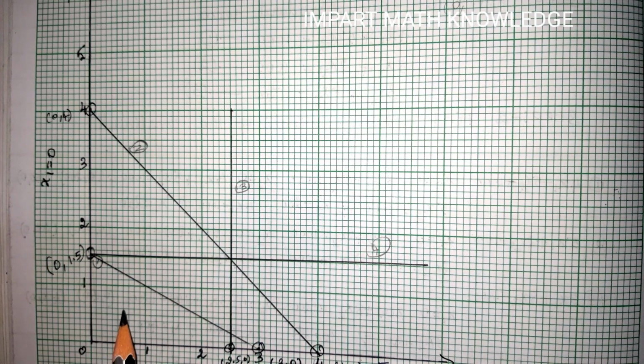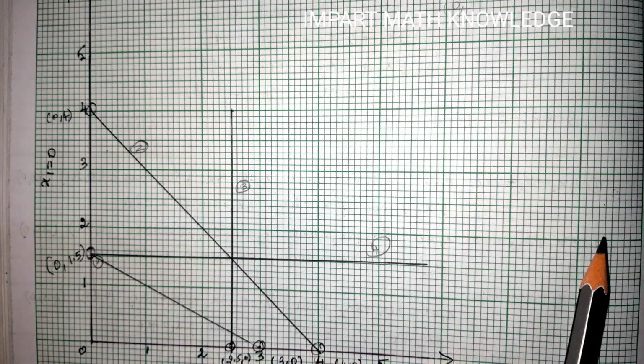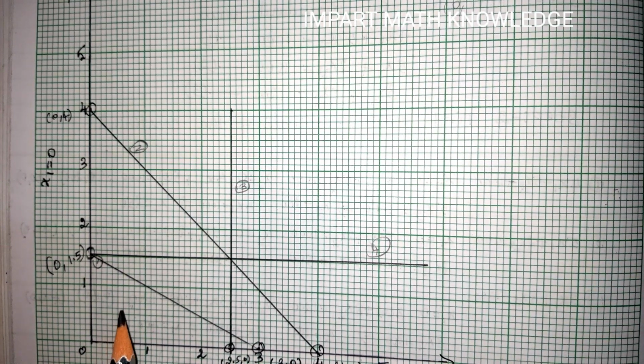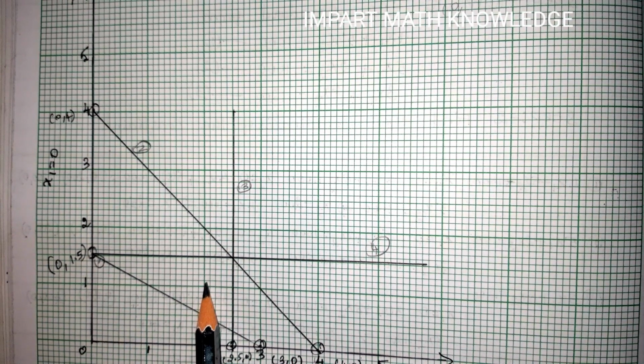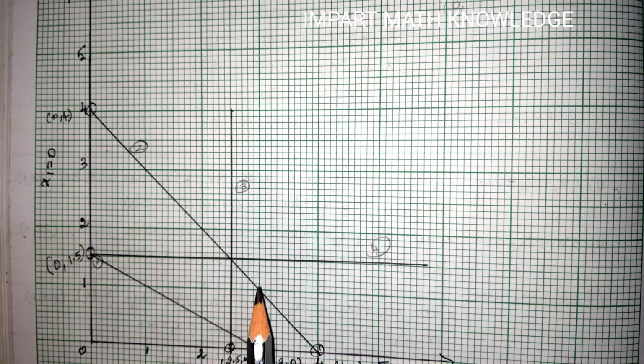Say for example, you take this as the first region. For this region, you take any one point and substitute it in the given constraints. If it is satisfied, we can say that this is the feasible region. If not, you go to the next region. Likewise, you can check all the regions till you get the feasible region. Let me check it with the first region.